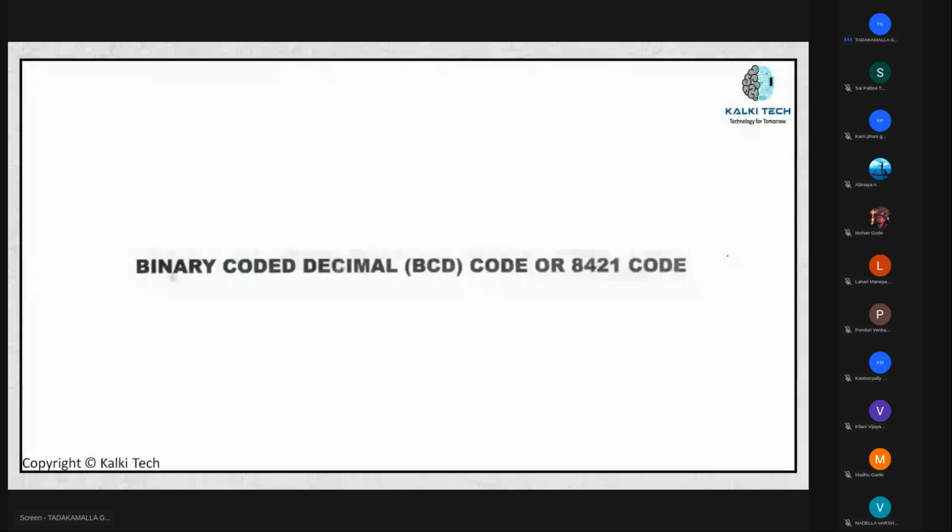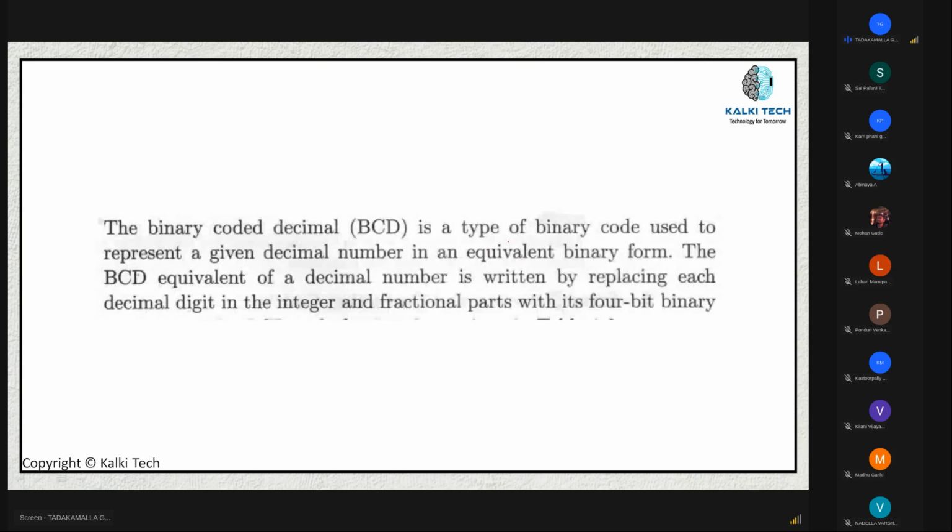Now let's see some binary coded decimal. We'll see some number codes. We have different types of codes in this. Let's start with binary coded decimal, or you can say 8421 code. BCD is a type of binary code used to represent a given decimal number in an equivalent binary form. The BCD equivalent of a decimal number is written by replacing each decimal digit in the integer and fractional parts with its 4-bit binary. It is represented in 4-bit binary.